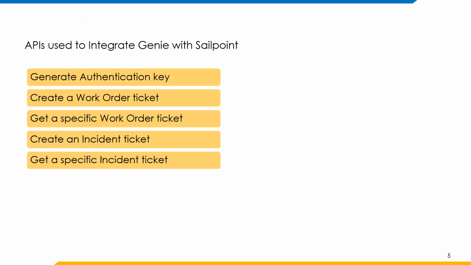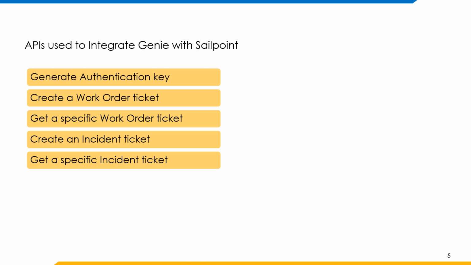Generate an authentication key. We are using this API to generate an authentication key which we will be using in other APIs such as create a work order ticket, get a specific work order ticket, create an incident ticket, and get a specific incident ticket. Here, this authentication key expires every few minutes.